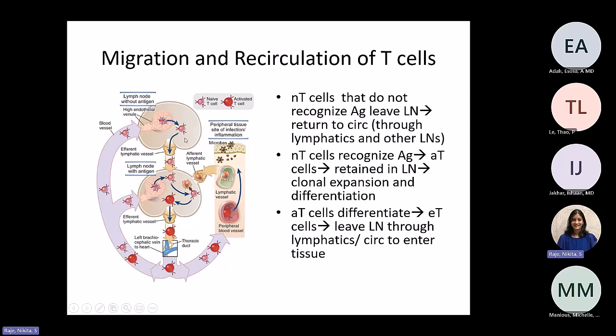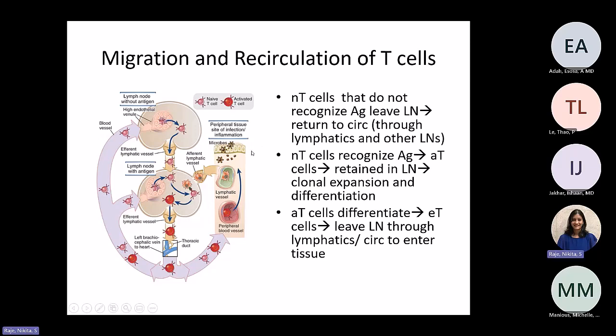So here's our naive lymphocyte. I hope you see my pointer. If you don't, let me know. Here is a naive lymphocyte that entered the lymph node, and it's going to move through the T cell zone, and come out of the circulation and keep recirculating to another lymph node, and that keeps on going till it comes across the antigen that it can interact with.